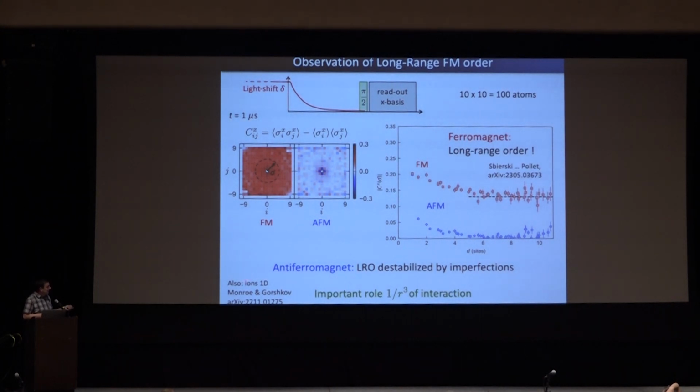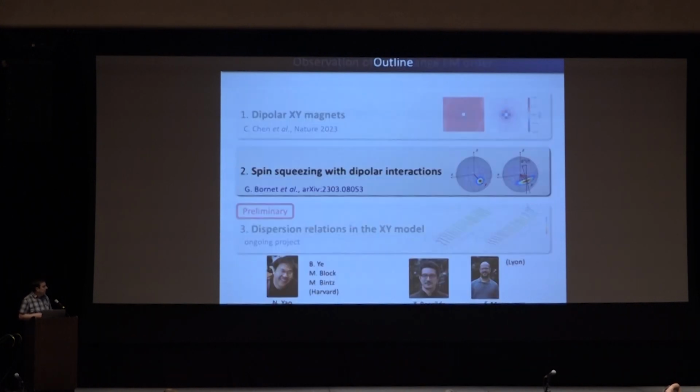And in particular, there have also been some recent experiments in the group of Chris Monroe, where they have obtained similar results for the case of 1D chains. All right. So with this, we are going to go to the second part.